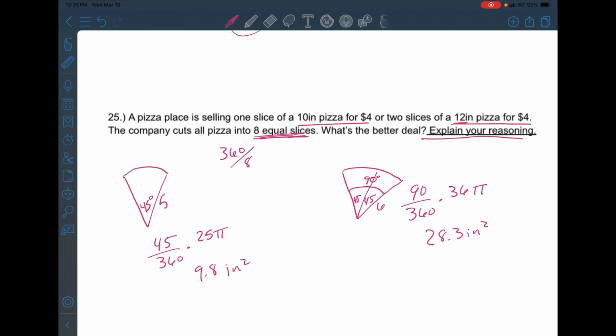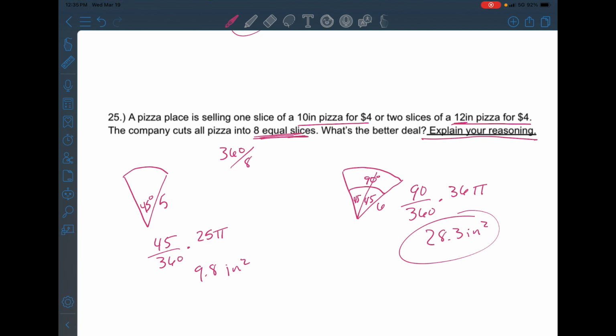And it says, explain your reasoning. So, obviously, this one's the better deal. You get more pizza. If you can't show me this work, then you're going to tell me that the one with the 2 slices is the better deal because you get more pizza, because I found the area and you get more. And you can tell me what the area of the 2 are, but use your words.